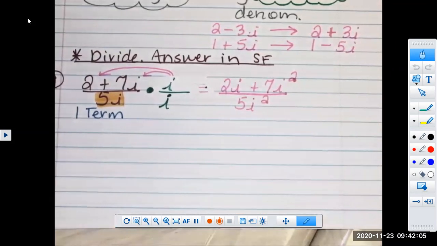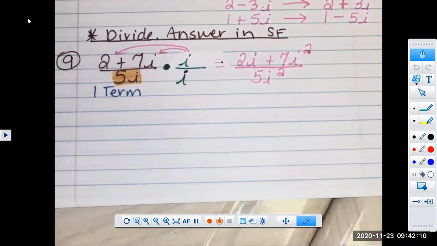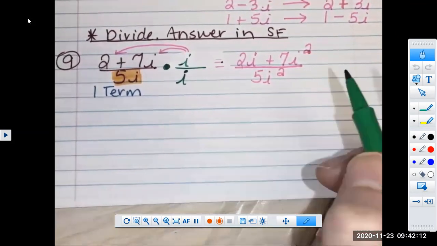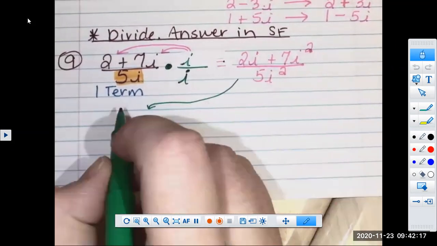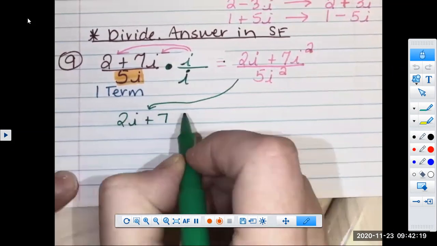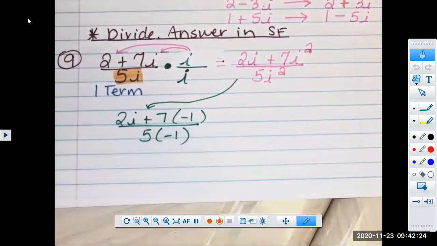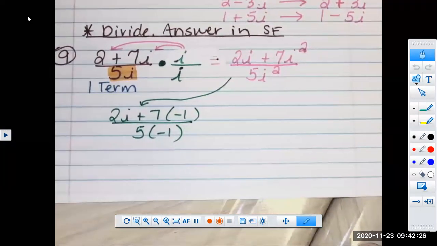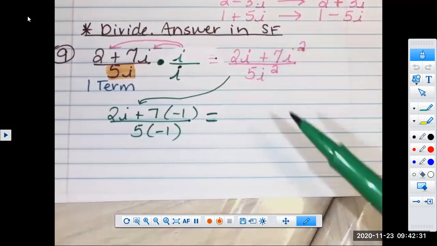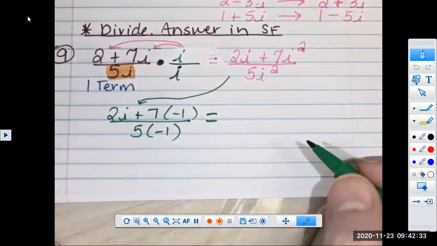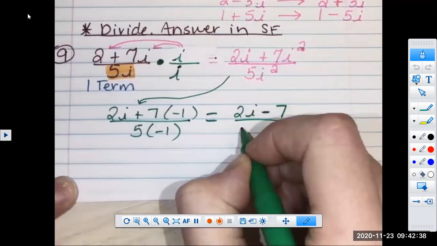Now it's just a matter of going through and simplifying, combining like terms. You know that you need to change i squared to negative 1. So on the top, we have 2i plus 7 times negative 1, all over 5 times negative 1. I'm showing you step by step, but if you just remember that i squared simply changes the sign of the coefficient. So then we have 2i minus 7 over negative 5.